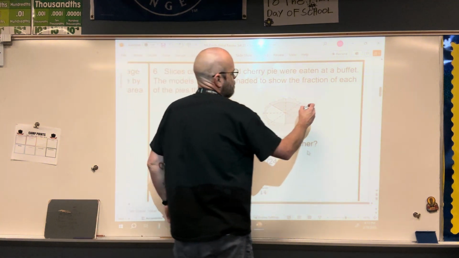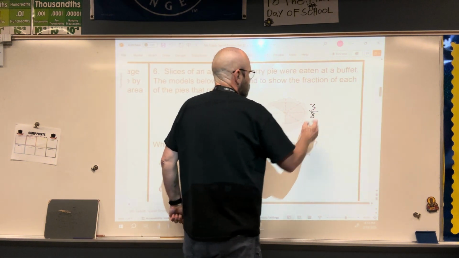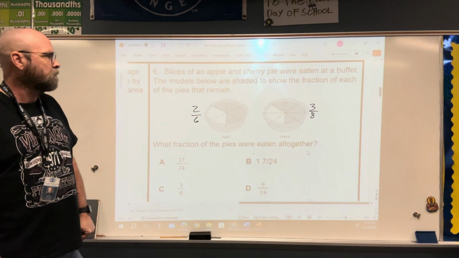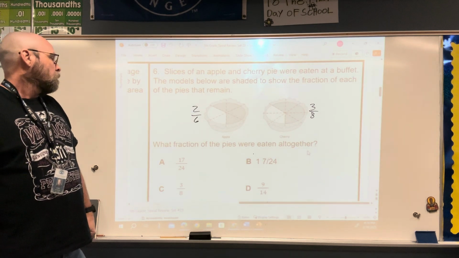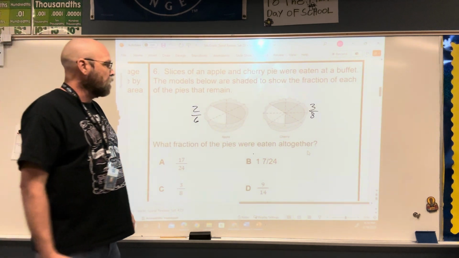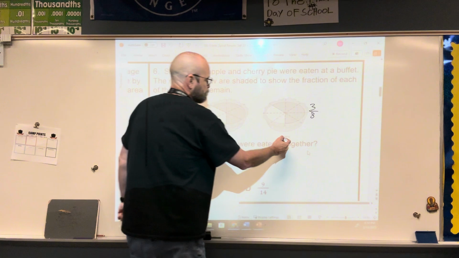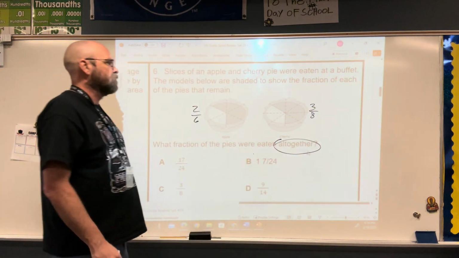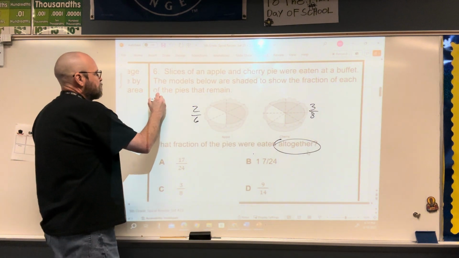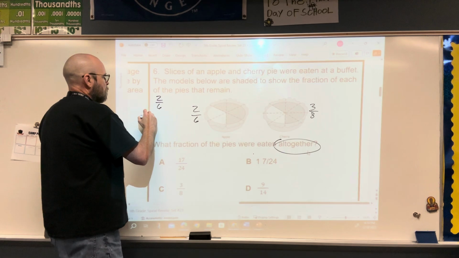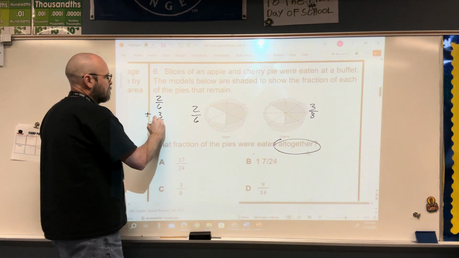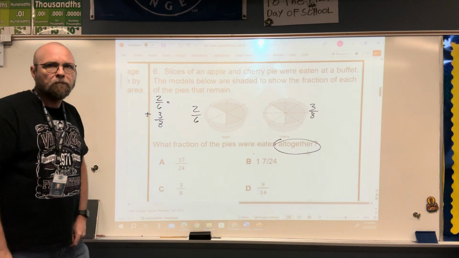3/8 of this one has been eaten. So I want to find the total amount altogether, which means I'm going to have to add. I'm going to have to add 2/6 plus 3/8. I can't do it unless I have a common denominator.